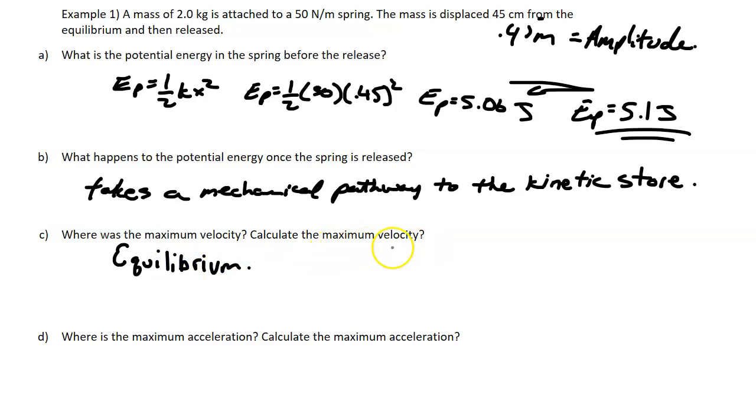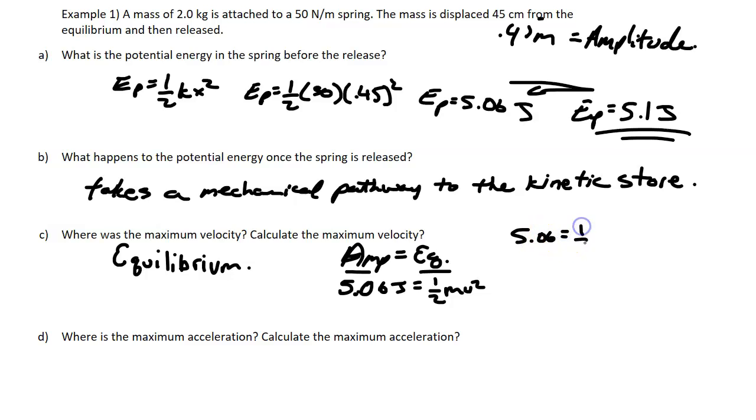And if we want to calculate that maximum velocity, we need to remember that all the energy that we had at the amplitude is going to be equal to the energy that we have at the equilibrium. And so at the amplitude, we only had potential energy, and we calculated that to be 5.06 joules. We really should be keeping our calculator answer from part A here. And at the equilibrium, it's all kinetic energy.